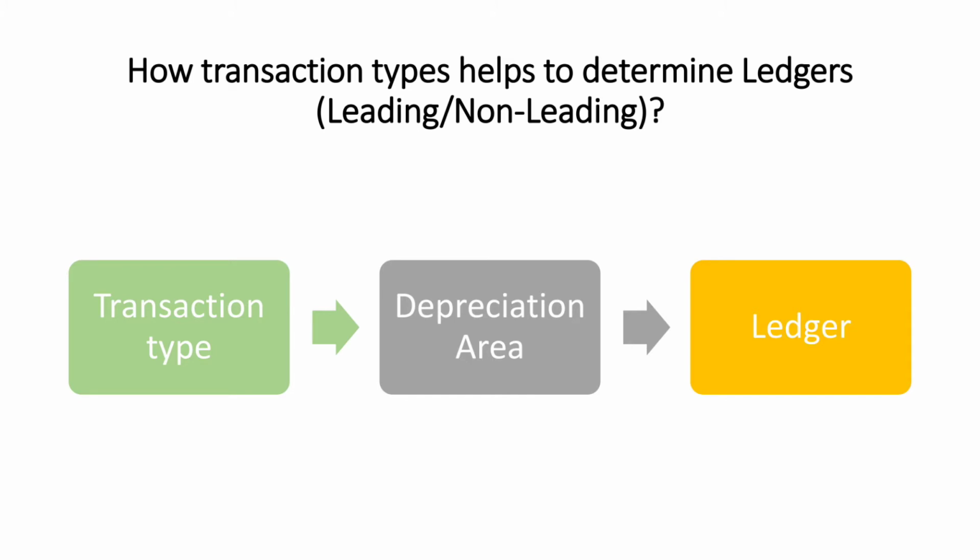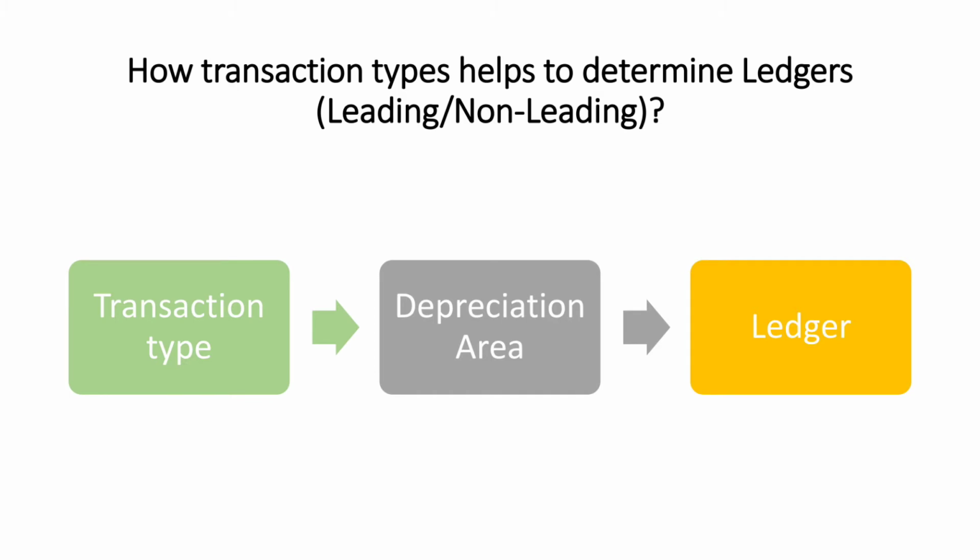In those cases, the depreciation area leads the way by using the correct transaction type. In ECC asset accounting, there is no dedicated transaction that allows you to post documents ledger-wise. So the transaction type plays the vital role in posting documents to the appropriate ledgers. You can see on screen that transaction types help to determine which depreciation area should be posted. Further, the depreciation area helps to identify which ledger is to be posted.